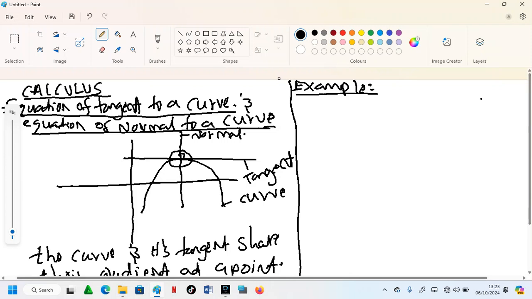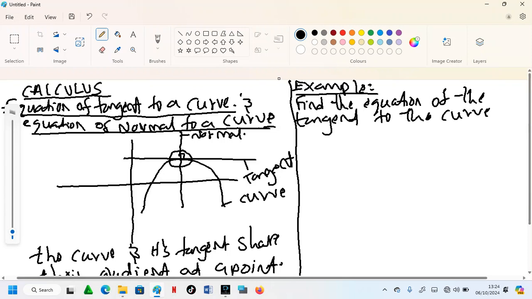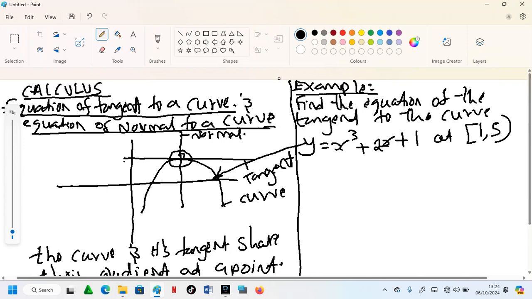I'm going to say, find the equation of the tangent to the curve. Now this is the curve. y is x cubed plus 2x plus 1 at (1, 5). So I'm going to need you to imagine this is the equation of that curve, and you see this (1, 5). Let's say it is there, (1, 5).